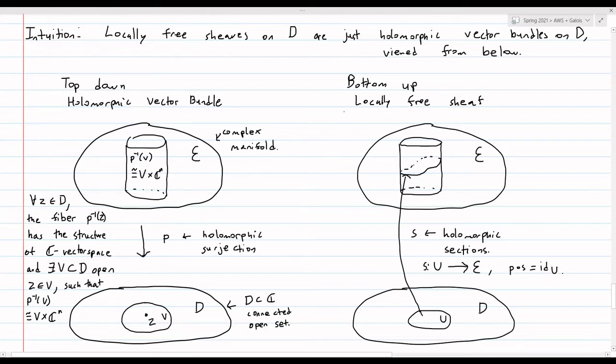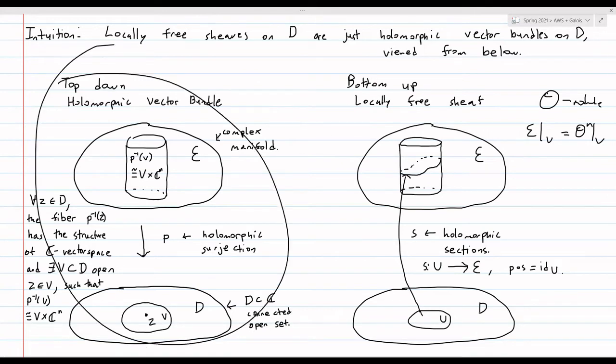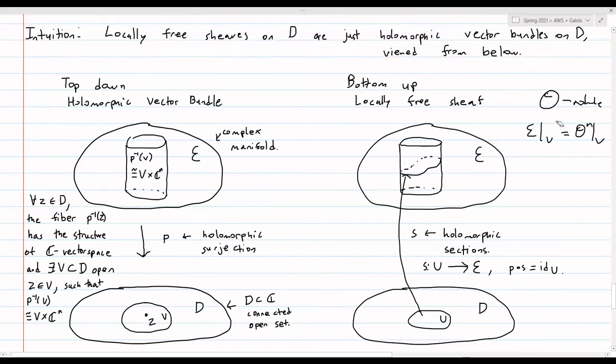And what I'm saying is that a locally free sheaf, the whole definition that we gave above with the sheaf of O modules, and the fact that if you restrict E to some small open set, it looks like O to the N restricted to V, right? That whole thing is just the bottom-up description of the same concept. So here I have holomorphic vector bundles, and then here I have locally free sheaves on D. And what is happening here is that I have my domain D. I'm forgetting about the total space, but let's just work with the total space for now. And right, remember that the pre-image of some small open set looks like U times C to the N.